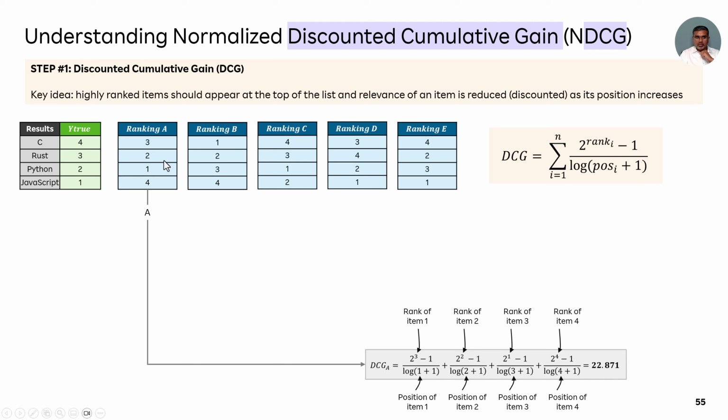Then you add that to the second item. Its rank is 2, so you say 2 raised to 2 minus 1 divided by its position is 2, log of 2 plus 1. Add that with the next item. Its rank is 1, so you do 2 raised to 1 minus 1 divided by its position is 3, log of 3 plus 1. And the final item, its position is 4, its rank is also 4, so you say 2 raised to the rank, which is 4, minus 1 divided by log of its position, which is 4 plus 1. So when you add all of this, you get 22.871.